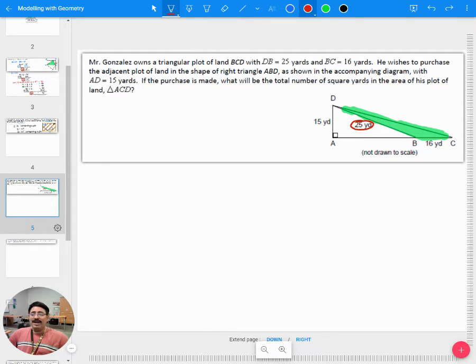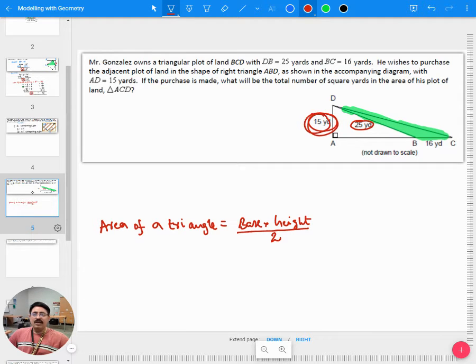If you want to find the area of a triangle, you know, area of a triangle is base times height over 2. Agreed? It is base times height over 2. Now, height of the triangle, I know that that is 15. Then, what is the base? Base is not given. But some part of the base, I see that 16 yards. But I don't know what is this part.